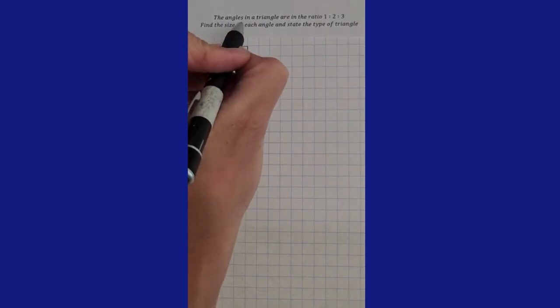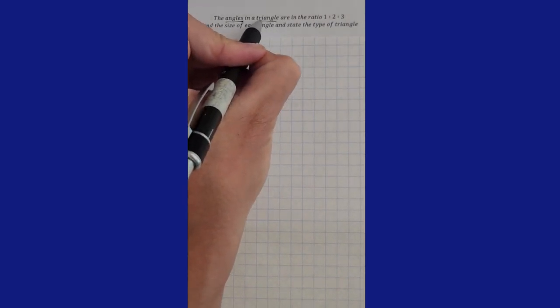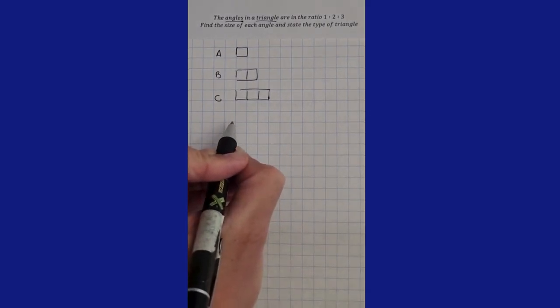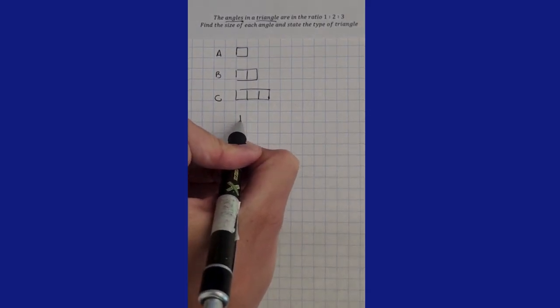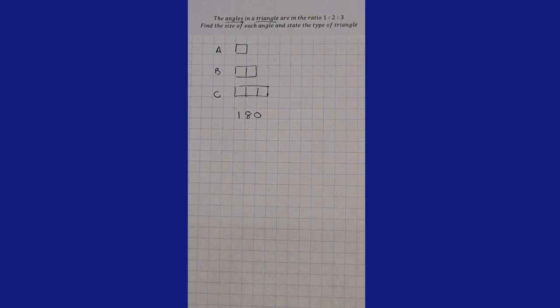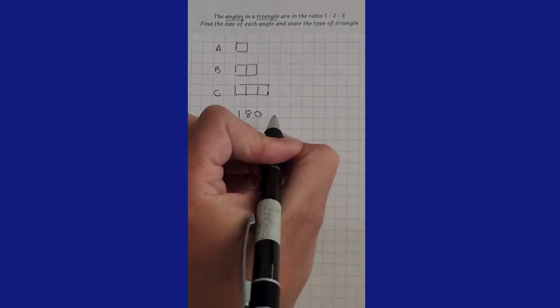The key is this, the angles in a triangle. So you have to have a bit of prior knowledge for this question in terms of, do I know how many degrees there are in a triangle? Well, hopefully you know that there are 180 degrees in a triangle. If you didn't know that, it's very difficult to start this question. It's one of those bits of knowledge that you'd need to know.